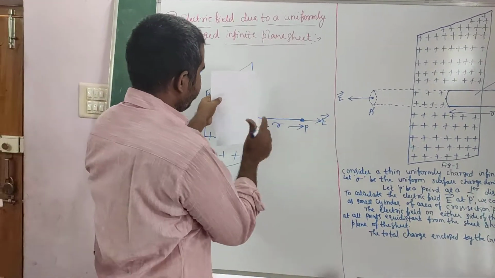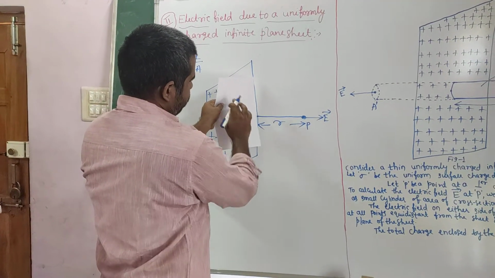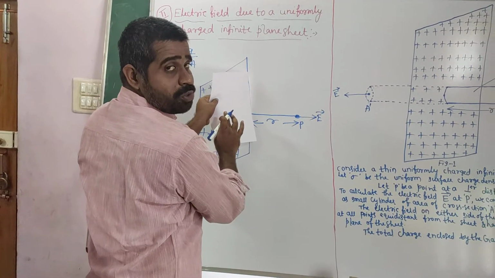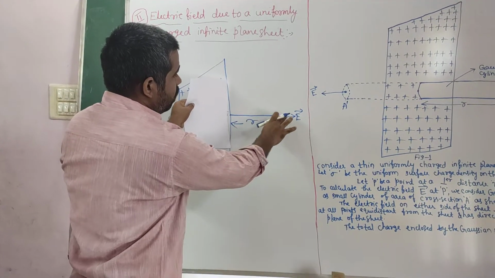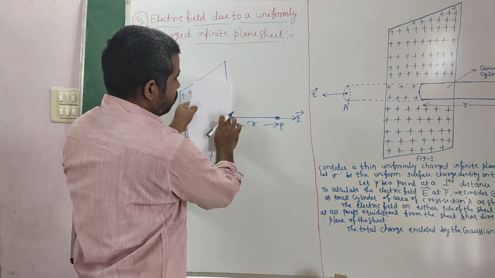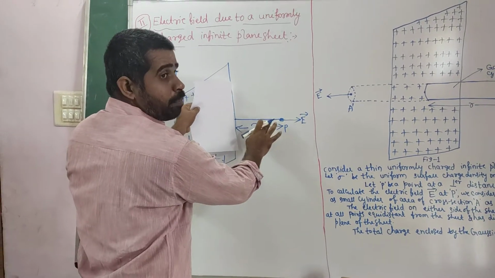We hold a sheet like this. This is positively charged, with a continuous distribution. That's why we are using the word surface charge density. Now, how much is the distance of point P? R. This distance we are taking as the normal, perpendicular distance.